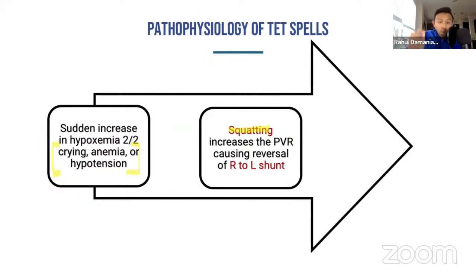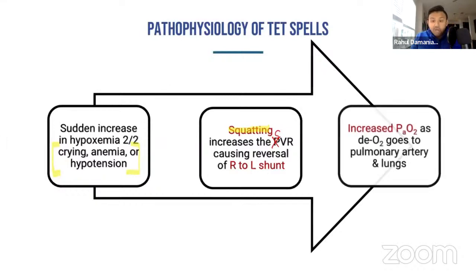And what is very, very important is that squatting is going to cause you to have an increase of your systemic vascular resistance. And as you have an increase in your systemic vascular resistance, the blood is not going to go right to left. It is going to go left to right. And subsequently, you're going to get relief of your tetralogy spells.